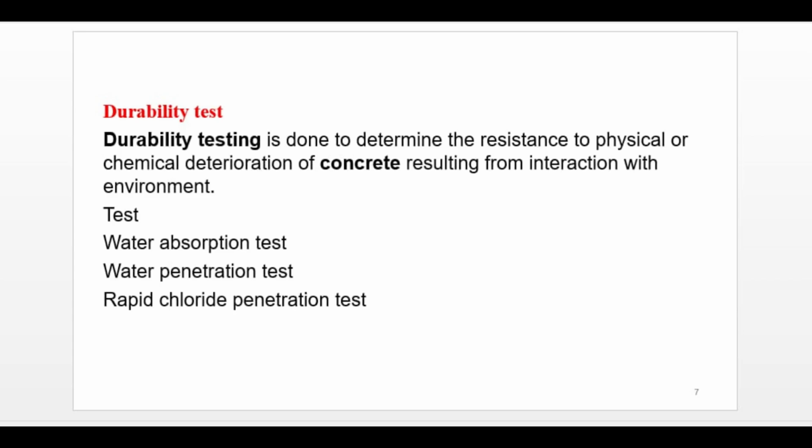Durability testing. Concrete durability testing is a way to evaluate concrete resistance to vulnerabilities like water absorption, surface absorption, water permeability or chloride permeability. These tests are important for determining the concrete's longevity and sustainability. There are a few concrete durability tests: water permeability test, water absorption test, and rapid chloride permeability test.